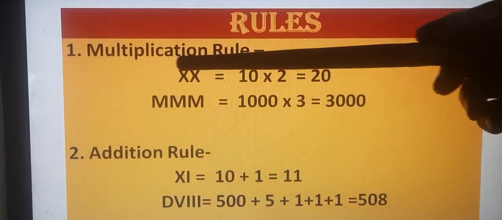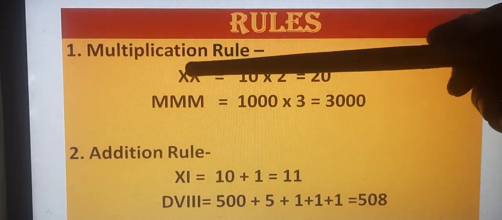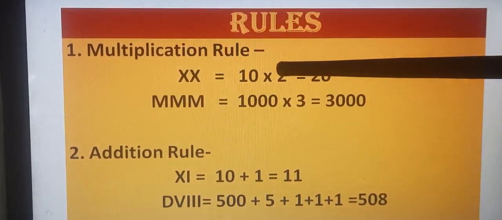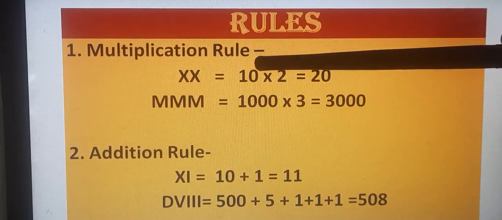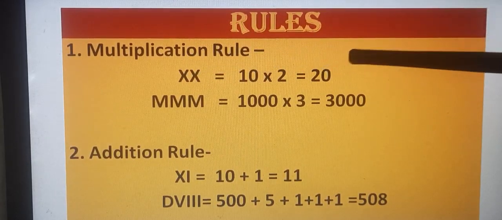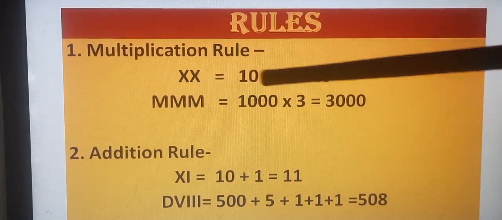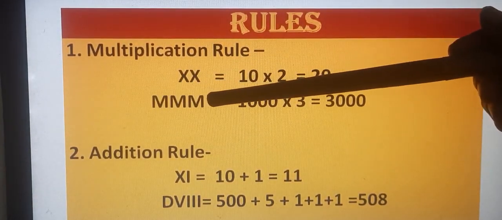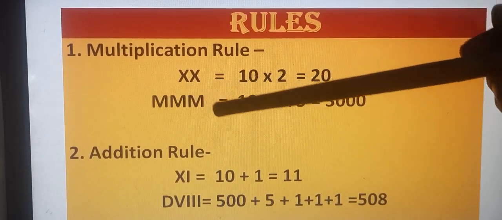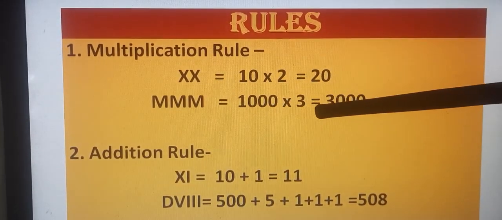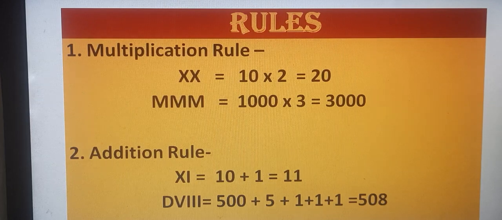Now look here, XX. The symbol is X and it is repeated 2 times. Value of X is 10. 10 into 2, 20. Next, MMM. The symbol is M. It is repeated here 3 times. So value of M is 1000. 1000 multiplied by 3 will give the answer 3000. This is our multiplication rule.